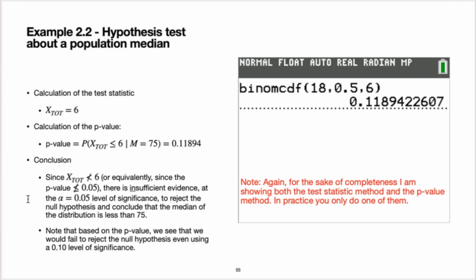So by reporting it this way, we're showing that the test would not be rejected even at this larger level. Now we can also state this in terms of the p-value. Based on the p-value, which was 0.11894, since that is not less than the significance level we're using, we would fail to reject the null hypothesis. One of the advantages of using the p-value is that you get more information about the strength of the evidence against the null hypothesis. We see that we would fail to reject the null hypothesis not only at the 0.05 level, but also at the much higher level of 0.1. In fact, for any significance level that is less than 0.11894, we would fail to reject the null hypothesis.